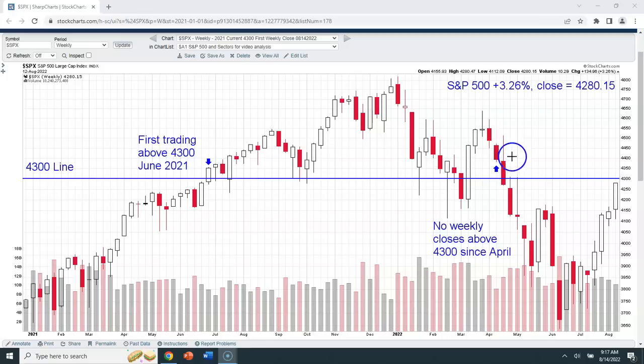You can see the trading that we've had above that, but we have not had any weekly closes on the S&P 500 above 4,300 since clear back here in April. You can see where we kind of poked our head up just a little bit on the wicks of these candles, where my cursor is circling. So we've had a little bit of trading up to and around that 4,300 level at the tail end of April, beginning of May. But since then, no trading up to 4,300, and where we're at right now, 4280.15, is as close as we have gotten.